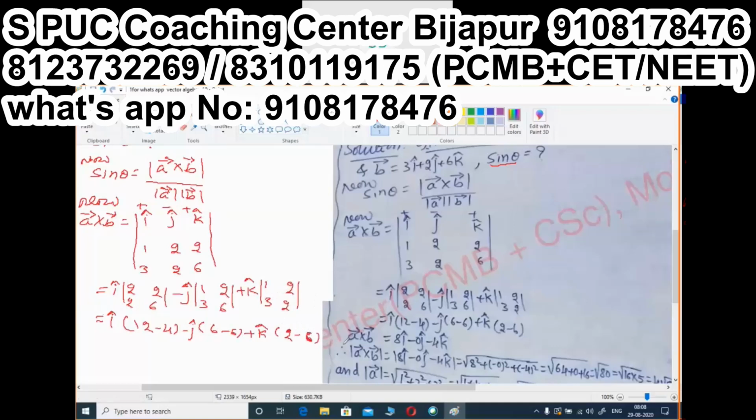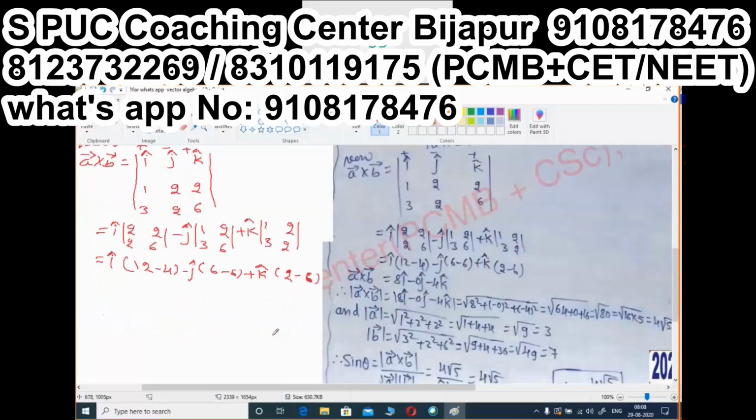Okay, so you do the simplification. What else are you going to get? So here 12 minus 4, that is 8, you are going to remain, that is 8 i cap. Next here 6 minus 6, that is 0, it is going to come out either minus 0 j cap or plus 0 j cap, no problem. Here 2 minus 6, that is minus 4 k cap you are going to get.